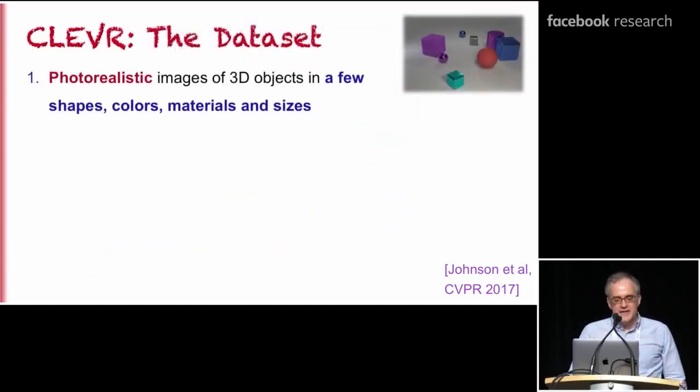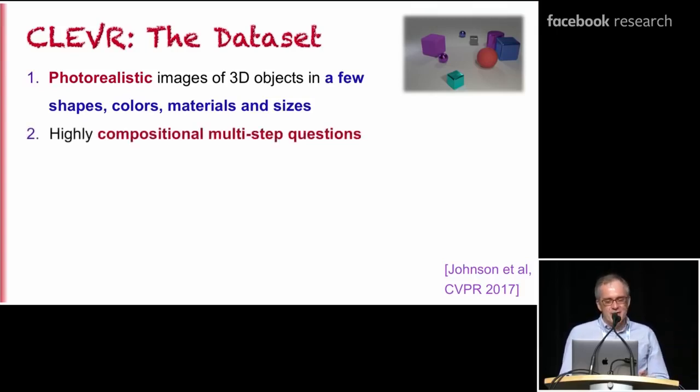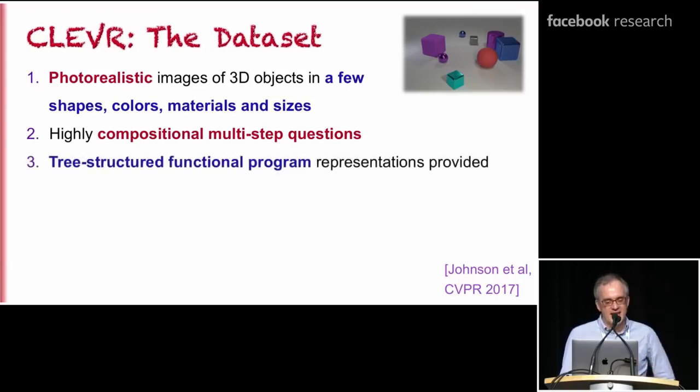Okay, so the CLEVR dataset is another of these artificially generated datasets. It's not a real problem in the world. Starting off on the visual side, these are photorealistic images of 3D objects in a few shapes, colors, materials, and sizes. They're actually all made in Blender, if you have kids that use Blender. It's accompanied by these highly compositional multi-step questions which seem good for assessing reasoning. And then, as I mentioned, there are these tree-structured functional program representations.